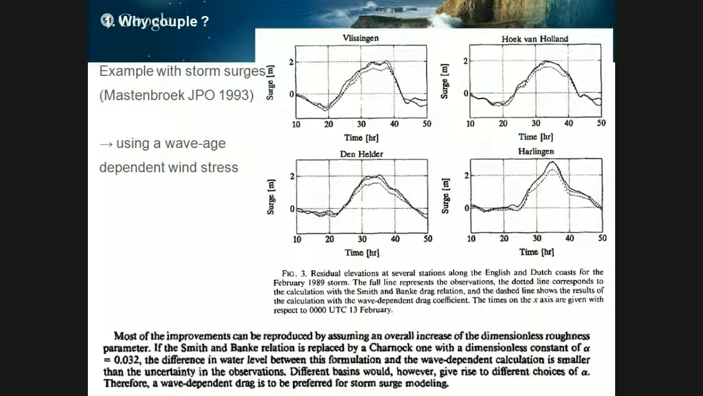The problem is, maybe you don't need to do coupling, just adjust the coefficient, but you have a different coefficient in the North Sea, a different coefficient in the Bay of Biscay, and another coefficient somewhere else. So yeah, maybe, and this is the conclusion, a wave-dependent drag is to be preferred for storm surge modeling. And that was 1993, 22 years ago.